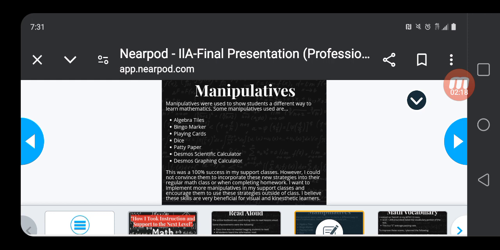But one thing I do like about the manipulatives is that most of these manipulatives you can receive free, because they have online manipulatives that they can use. So I love that feature.